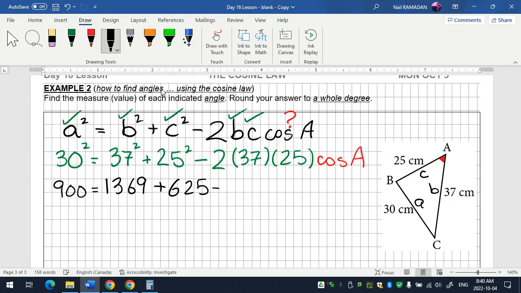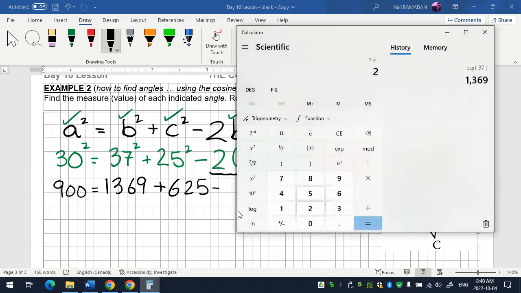Minus. Do you remember what we did yesterday? What did we do with the first three numbers? We multiply them, right? So go ahead, and I like to put a bracket here to tell myself whatever I'm going to do now is only those three. What's 2 times 37 times 25? 2 times 25 times 37 is 1850.